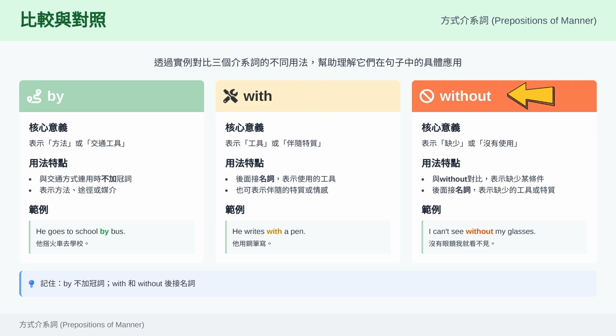Without: core meaning indicates lack or not in use. Usage characteristics. Contrast with with. This word indicates the absence of a condition. Followed by a noun, it indicates a missing tool or characteristic. Example. I can't see without my glasses. Remember, by does not take an article. With and without are followed by a noun.